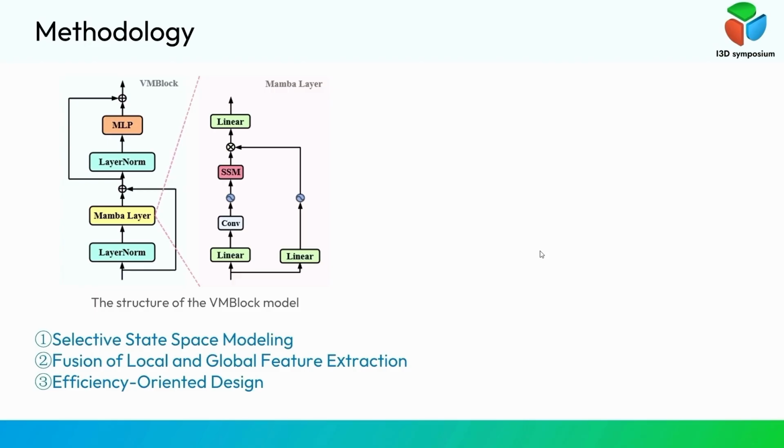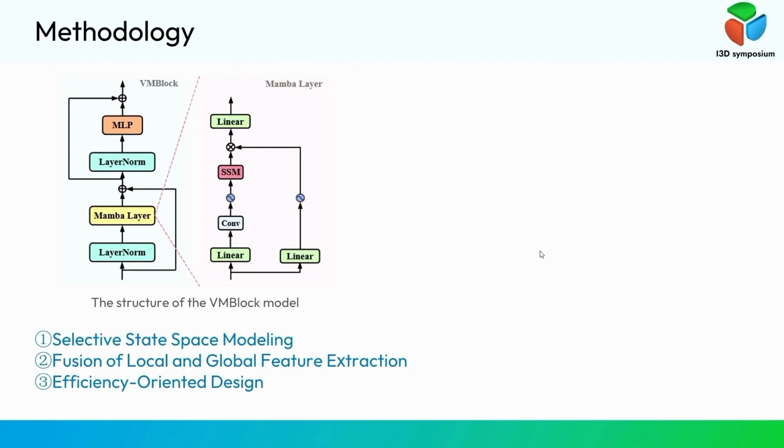Second, the VM block introduces a powerful fusion of local and global feature extraction. On one hand, local convolutions preserve structural detail, such as palm shape and finger articulation. On the other hand, state space modeling captures long-range dependencies across the two hands. Together, this fusion allows the VM block to generate richer, more holistic feature representations, crucial for accurate and robust 3D reconstruction of interacting hands. Third, the design of the VM block is highly efficient.